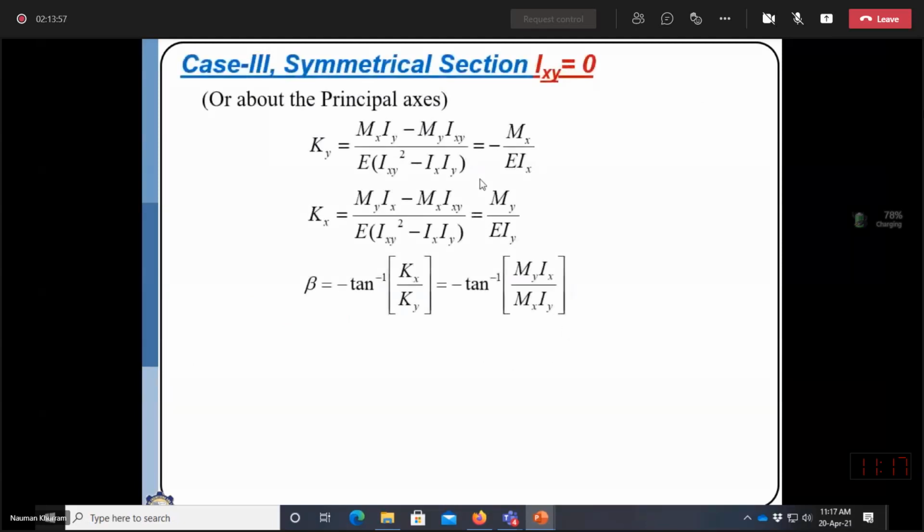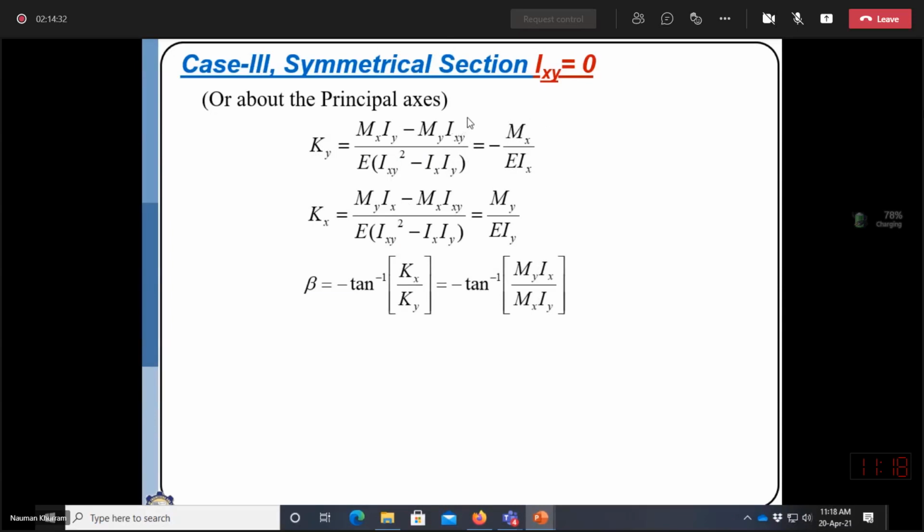In this equation, if we substitute the product moment of inertia equal to 0, then the product moment of inertia is 0 only about the principal axes, because we are substituting all the parameters with respect to the centroidal axis. If the product moment of inertia is 0, we will see what the expression will be, and I will discuss it. So if the product moment of inertia is 0, it means that we are dealing with a symmetrical section.